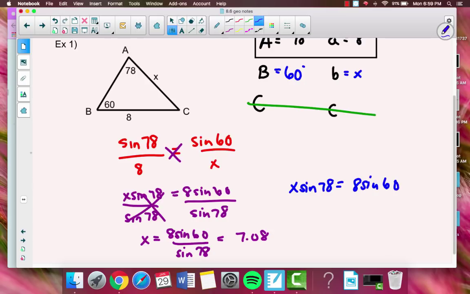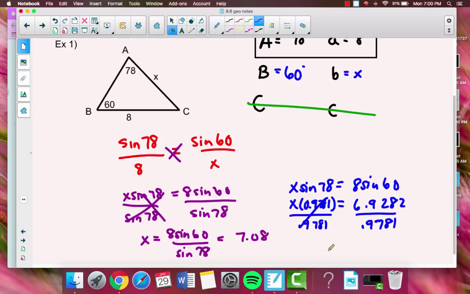So I'm just rewriting this with decimal answers. In your calculator, you could take 8 sine of 60. That's going to get you 6.9282. And then sine of 78 is going to get you 0.9781. So x times 0.9781. And then I can just divide both sides by that decimal. So here we're just dealing with a rounded version and then typing these numbers into our calculator. So it will get you the same thing. It's just two different ways of looking at it.